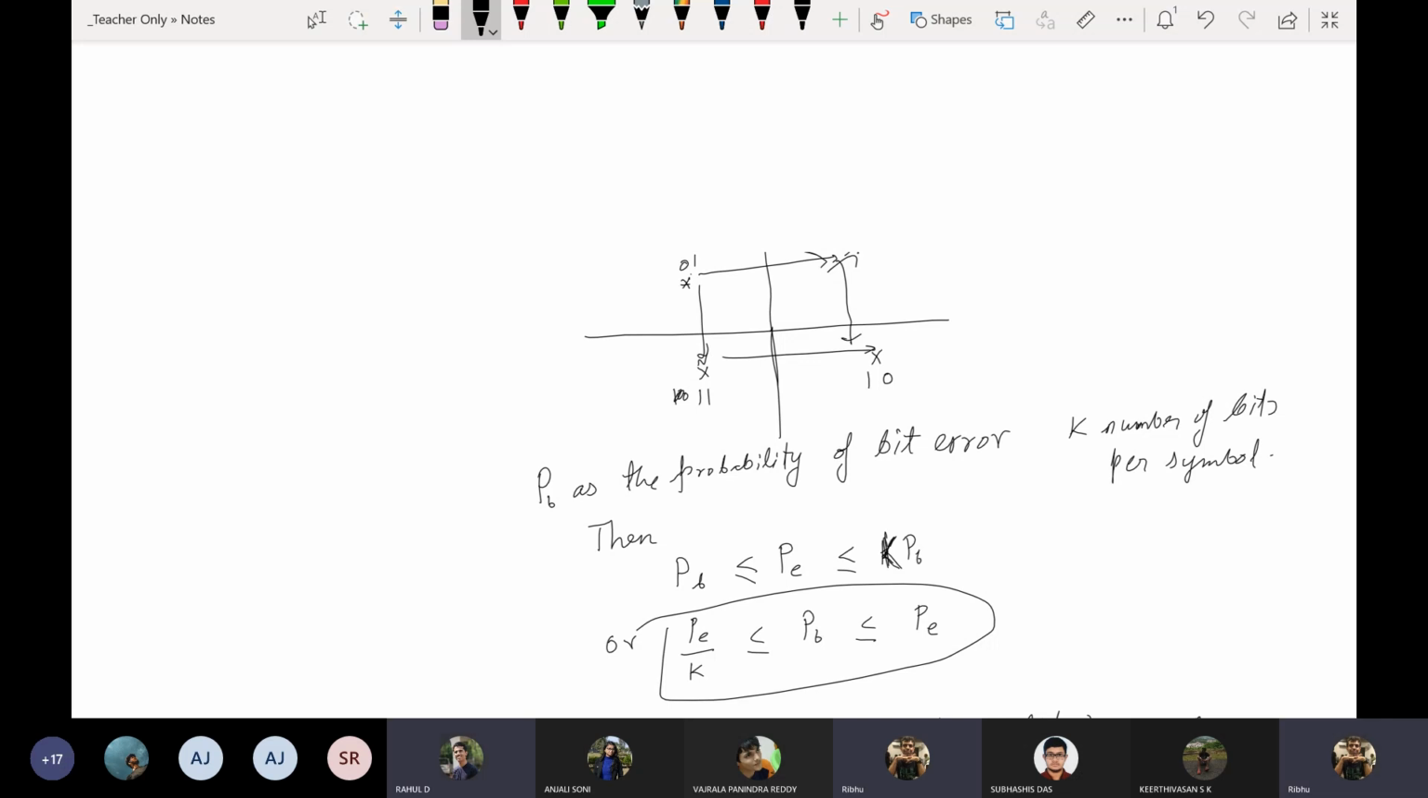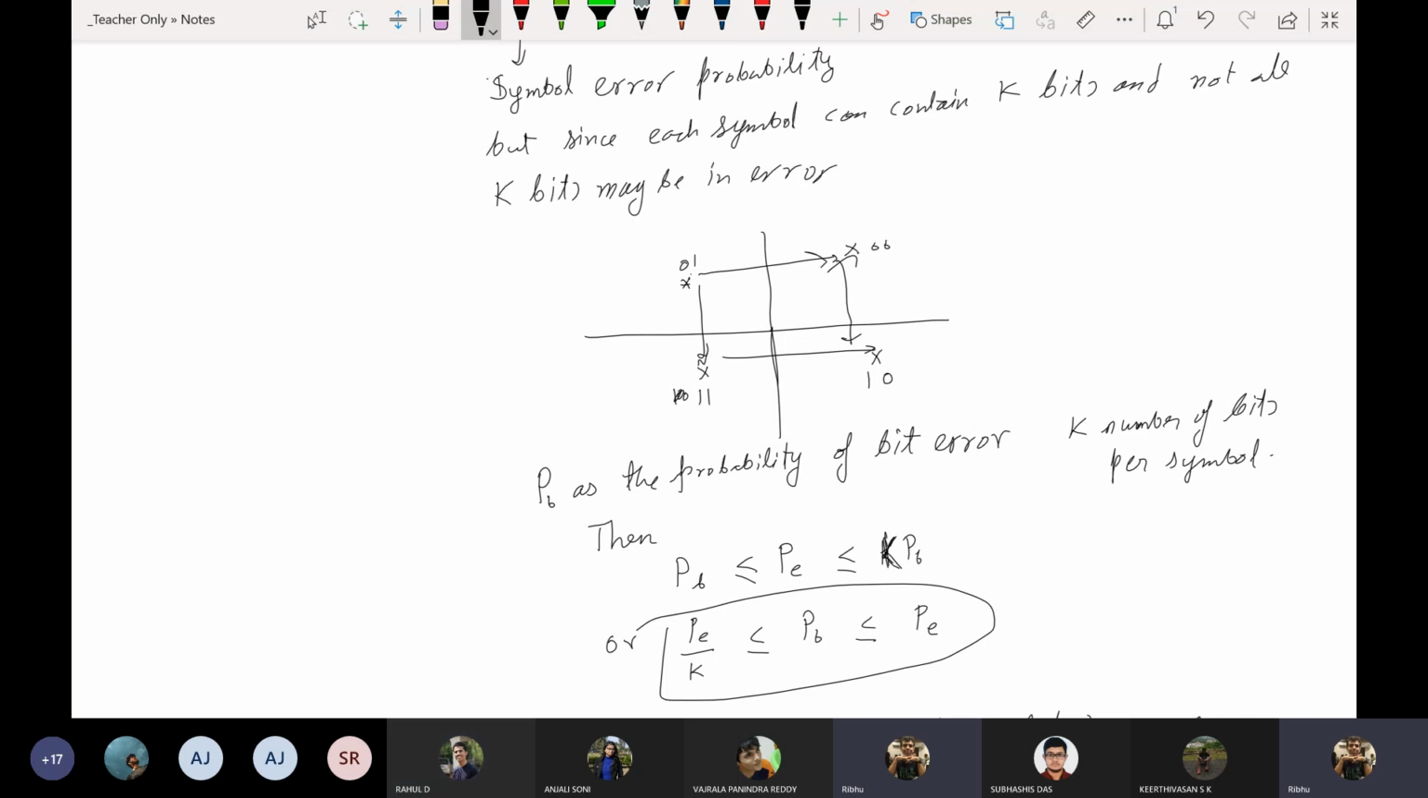The symbol's position changes. So now, from whatever we have discussed till now, we know that the nearest neighbor probabilities are more likely. So this is unlikely to jump here, this is unlikely to jump here, and so on.